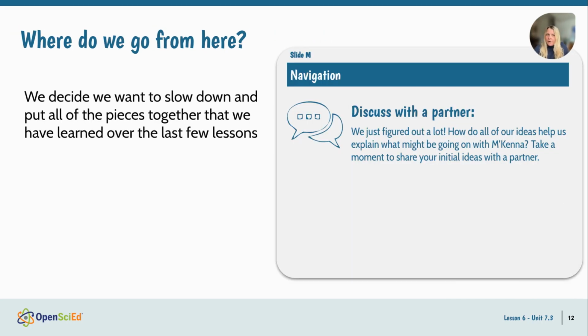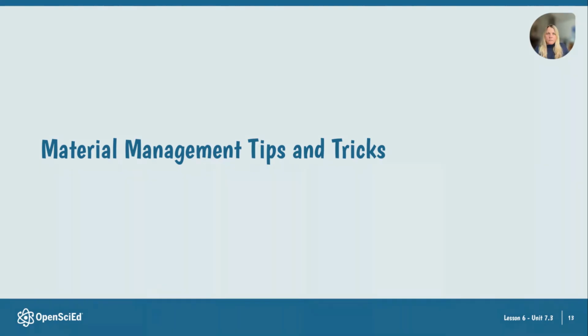So where do your kids go from here? We now start to decide that we want to slow down a little bit and put all of these pieces together that we have learned over the last few lessons. We were just talking about a healthy person's digestive system, and we now want to start comparing our findings to McKenna and try to explain what we think might be happening to her.